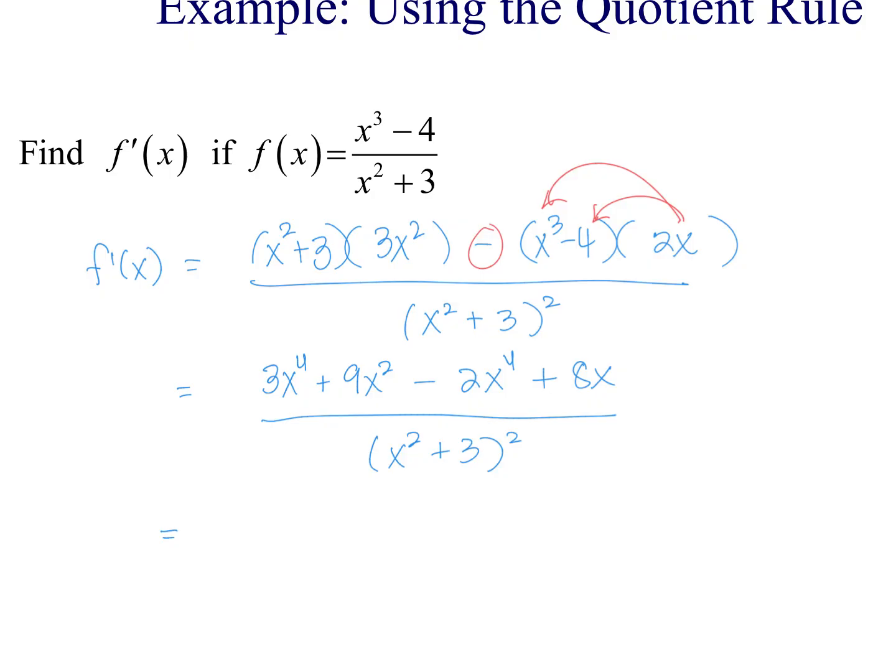So we have 2x to the 4th terms, so we just have a single x to the 4th plus 9x squared plus 8x. And then my denominator would be x squared plus 3, squared.